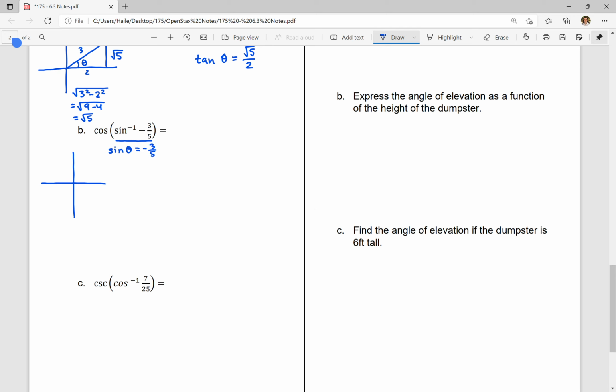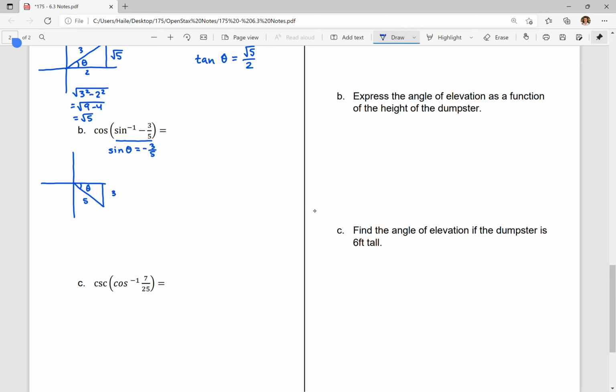So I know that sine inverse can only have answers in quadrants 1 or 4, and since the sine is negative, then it must be in quadrant 4. So this time my triangle is going to look like this, and this is going to be my angle theta. So the way I'm going to label these sides is I know that my hypotenuse is that bottom number of 5, and I know that the opposite side must be 3.